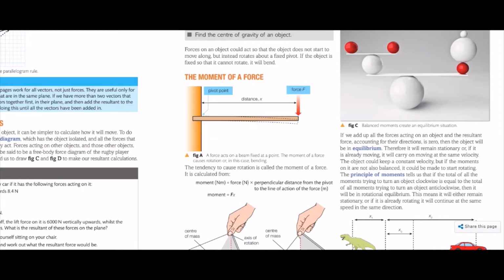Now, keep in mind when you calculate moments, the point does not need to be fixed. It does not need to be a pivot. For example, you can calculate the moment of a force about the center of the beam. So I will try to draw this for you.